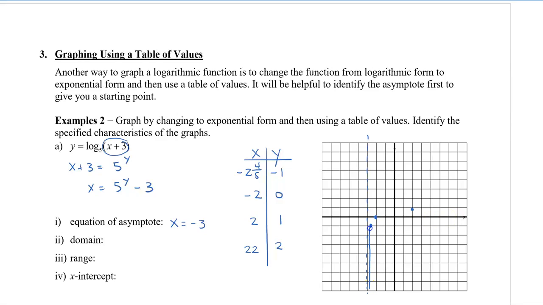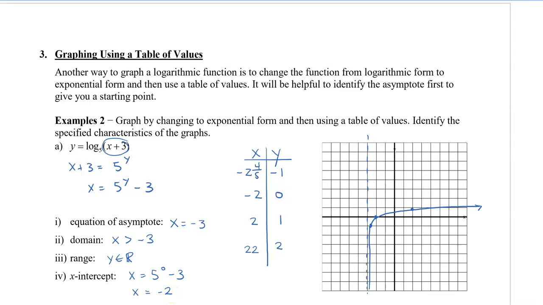And connect them. Now we can't graph the 22, but we know that it's way down over here. So we can see that the domain is x is greater than negative 3. Range is all real numbers. And the x-intercept, you can see from the graph, is negative 2. But let's say you couldn't find it, you can go x equals 5 to the 0 minus 3. So then x is equal to negative 2 as well.